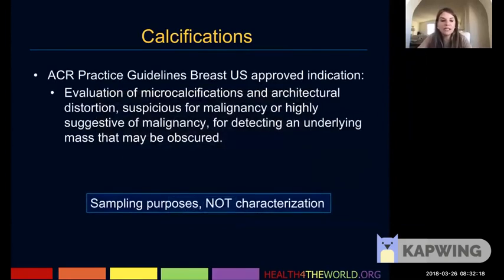I just want to make the point that per the ACR practice guidelines for breast ultrasound, when we talk about calcifications on ultrasound, evaluation of microcalcifications suspicious for malignancy or highly suggestive of malignancy, we do ultrasound in these cases to look for an underlying mass that could possibly be obscured, and we do ultrasound to see if we could possibly sample these under ultrasound guidance. This is an easier biopsy for our patients than doing biopsies such as stereotactic biopsy under mammographic guidance.